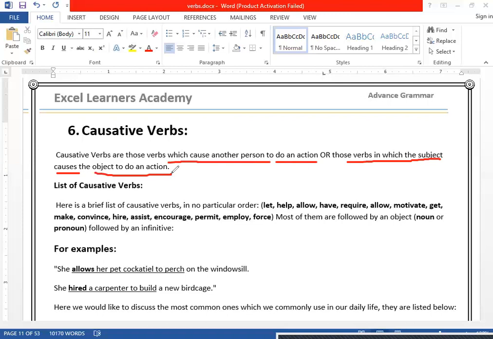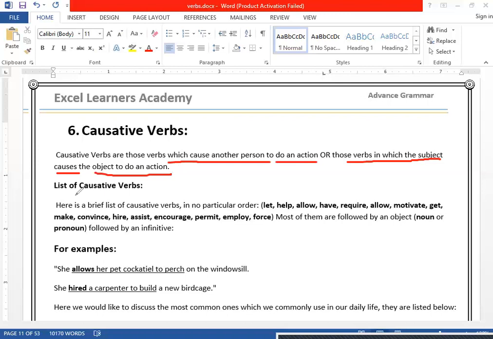Two definitions I have written for you, clear? Number one, causative verbs are those verbs which cause another person to do an action. Or second definition, those verbs in which the subject causes an object to do an action. Subject, object, like for example, I is the subject. I made you, the object is you. I made you to study hard. I made Ahmed to study hard. Clear? We call them causative verbs.